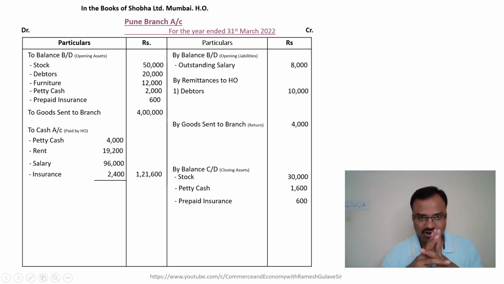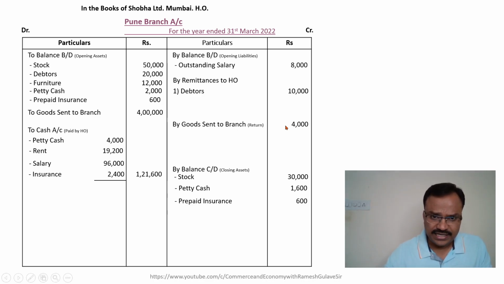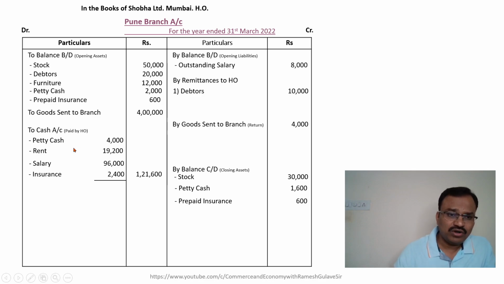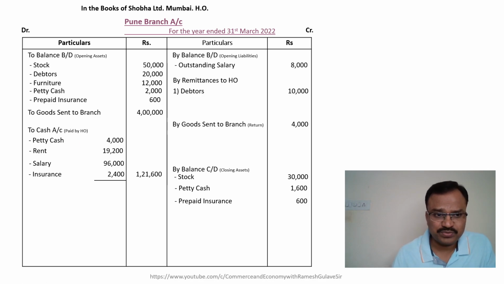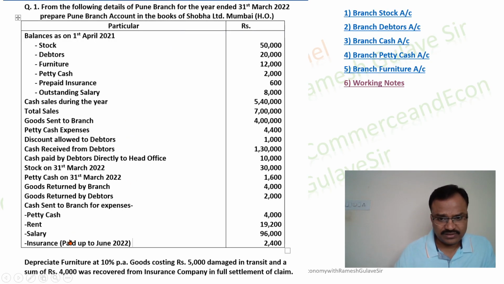So here you can observe that in the branch account we have recorded the opening balance of assets, the opening balance of liabilities, goods sent by head office to branch, goods returned by branch to head office, then in remittances, cash sent by debtors directly to the head office, and in the cash accounting, the amount of expenses made by the head office, or cash sent by head office to meet the expenses of branch, are recorded on the debit side of the branch account.